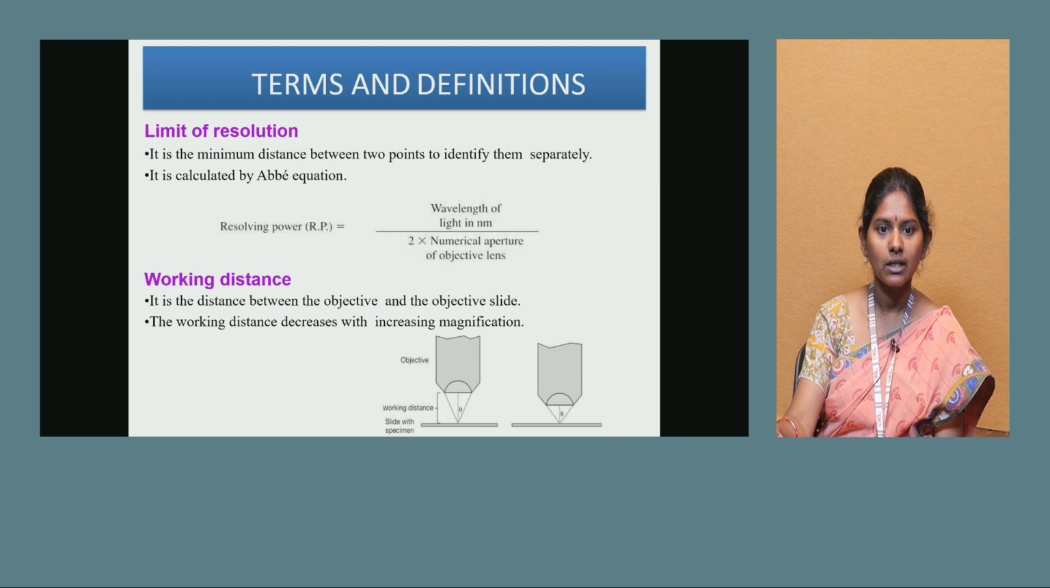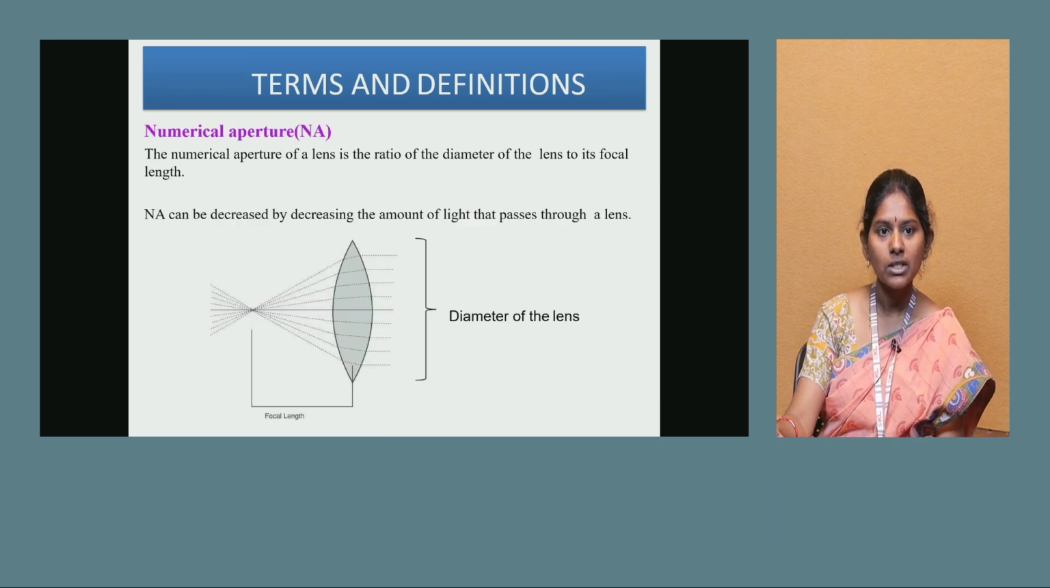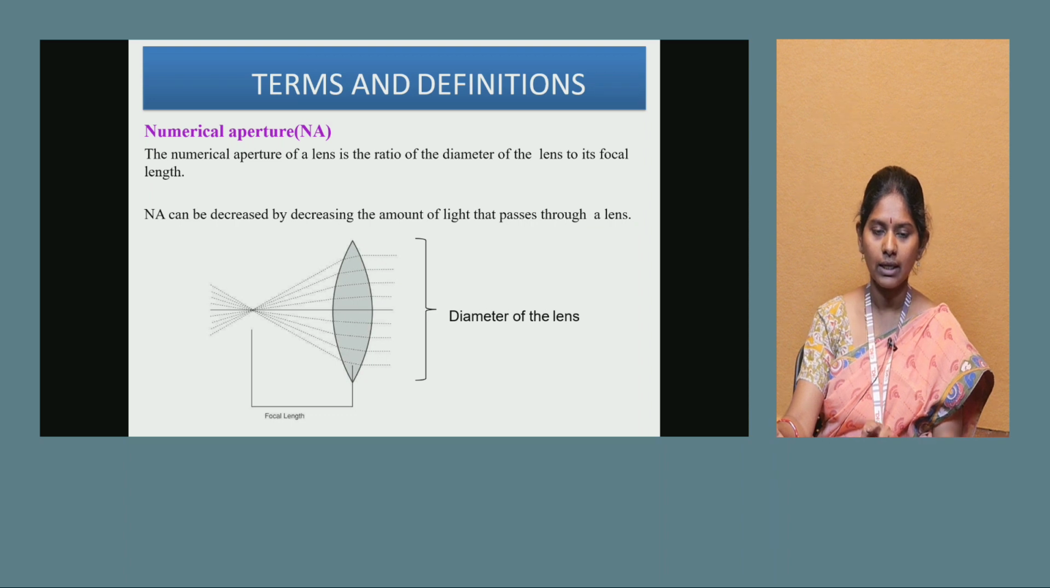The working distance decreases with increasing magnification. What is numerical aperture? The numerical aperture of a lens is the ratio of the diameter of the lens to its focal length. The numerical aperture can be decreased by decreasing the amount of light that passes through the lens.